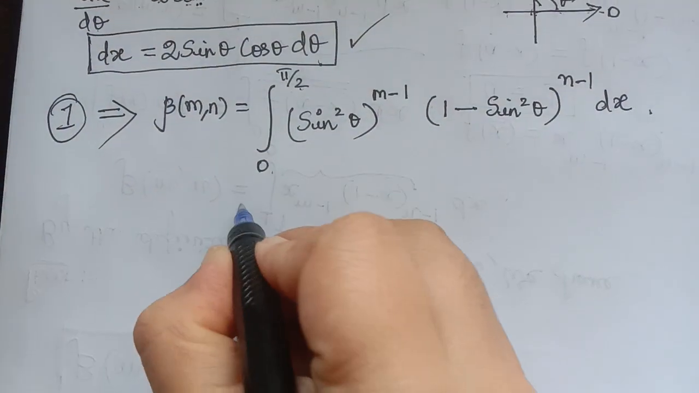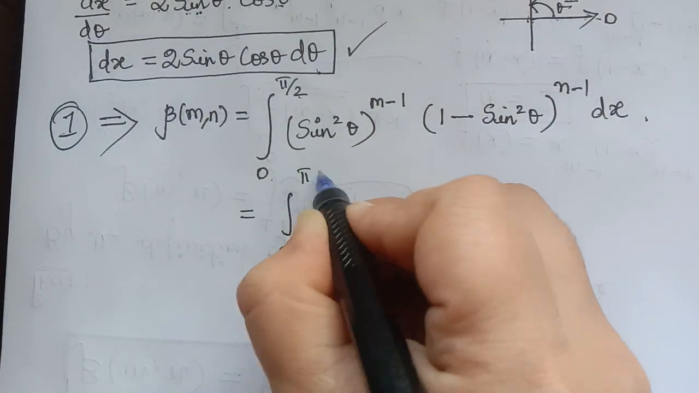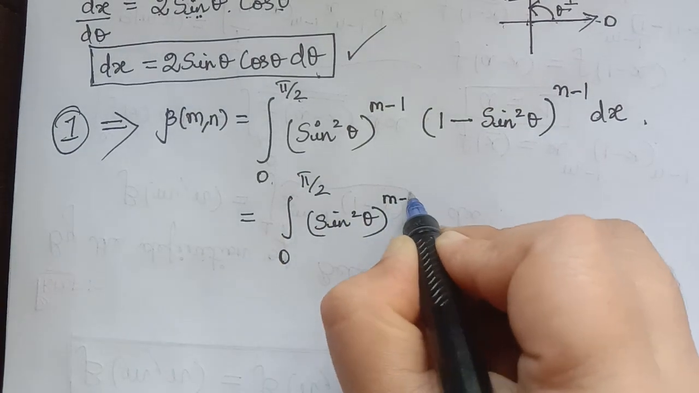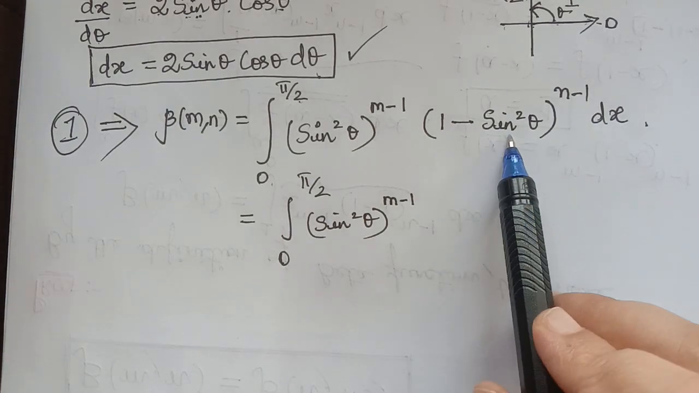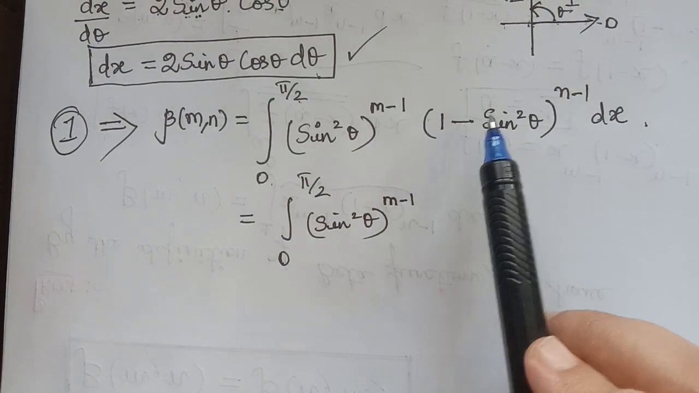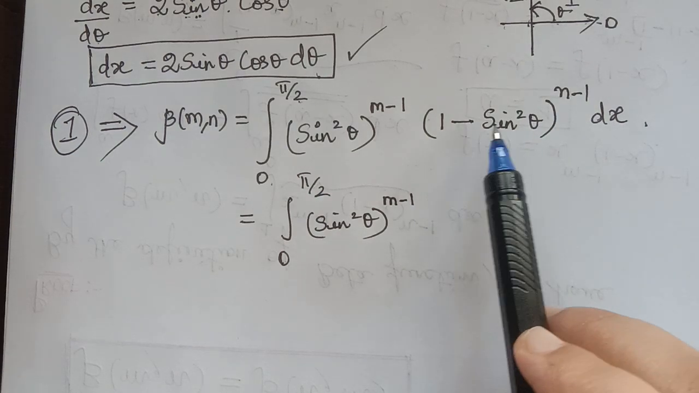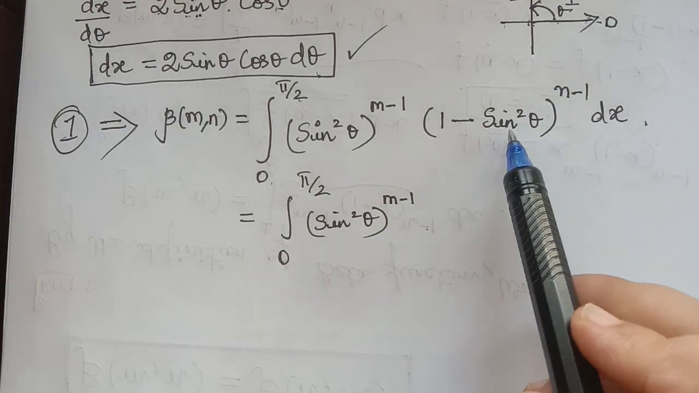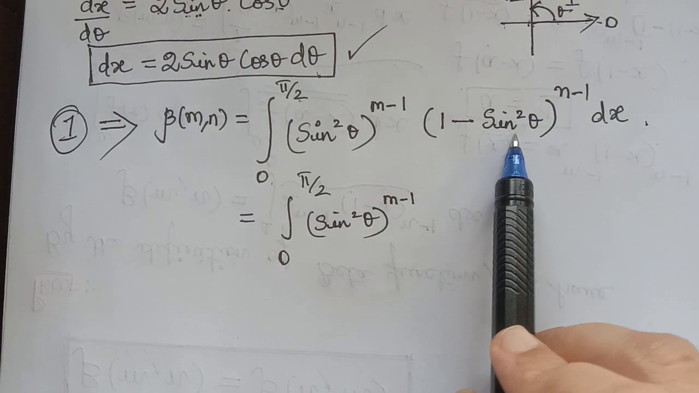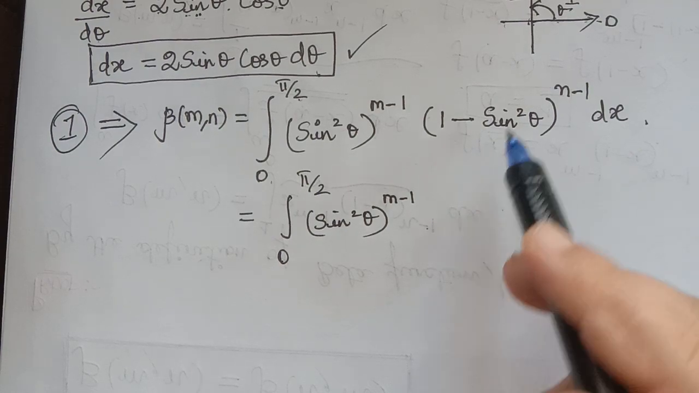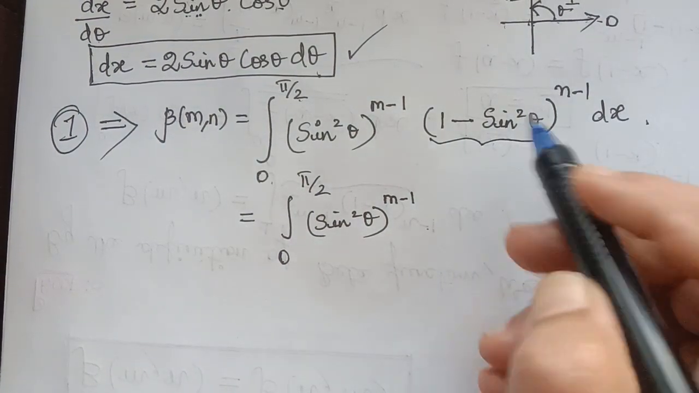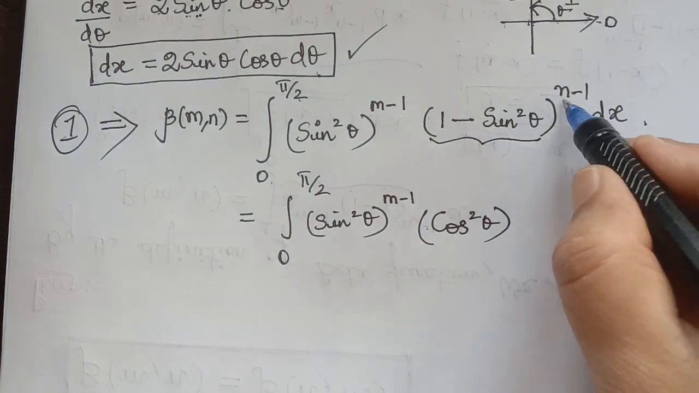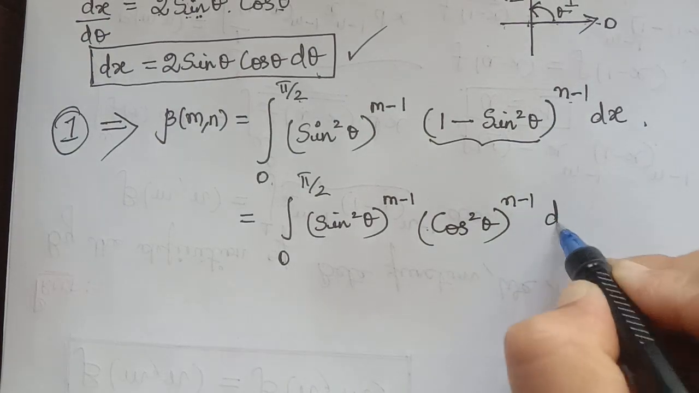Now it is equal to 0 to pi by 2 sine squared theta whole to the power m minus 1, and from the trigonometric identity we know that 1 minus sine square theta is equal to cos square theta. So we shall make that replacement, because sine square theta plus cos square theta is equal to 1, and therefore cos square theta will be equal to 1 minus sine square theta. So we will have cos square theta over here to the power n minus 1 and then dx.